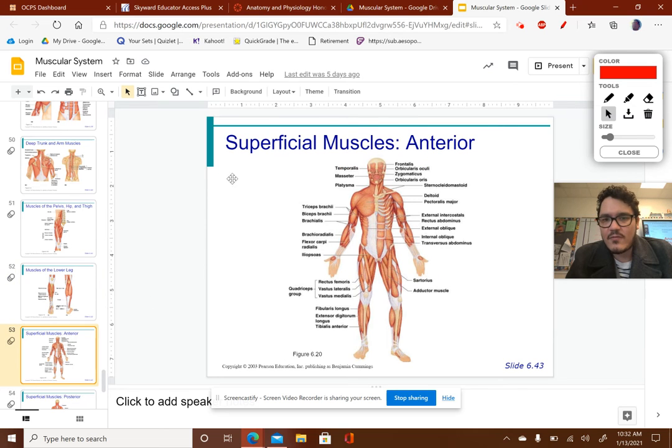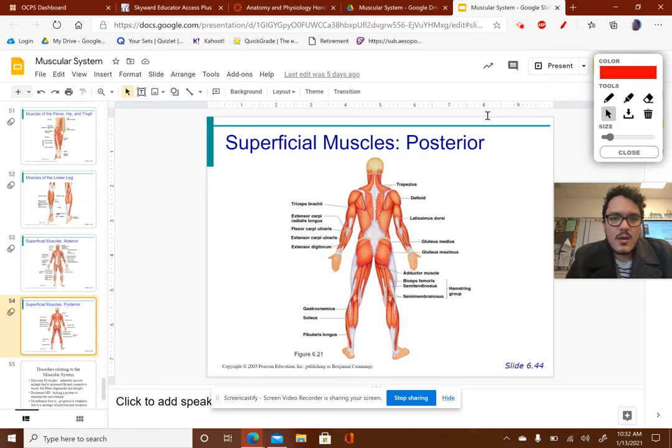Here we can see everything from an anterior view, so from the front. I would familiarize yourself with this. Not everything here you need to know, of course, but a decent amount. Here we see the backside. There are some muscles here we need to learn as well.